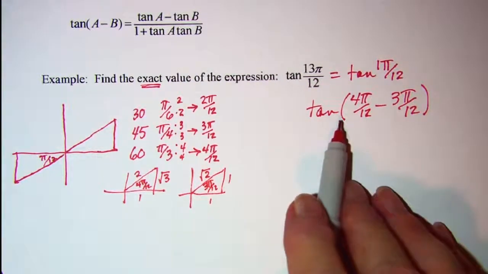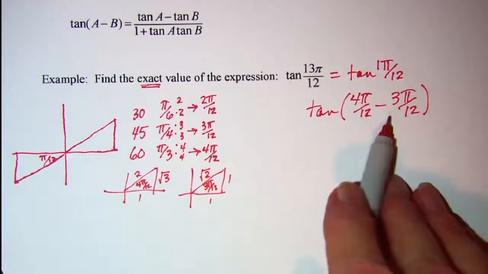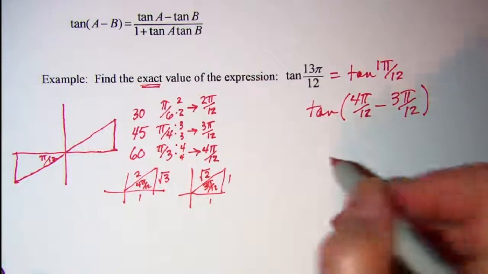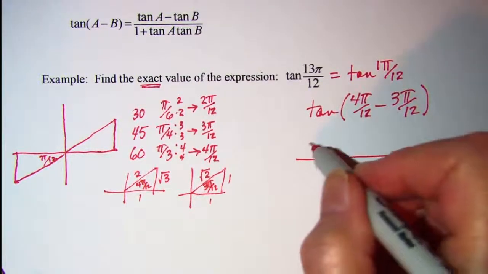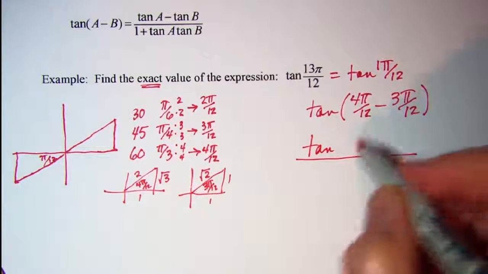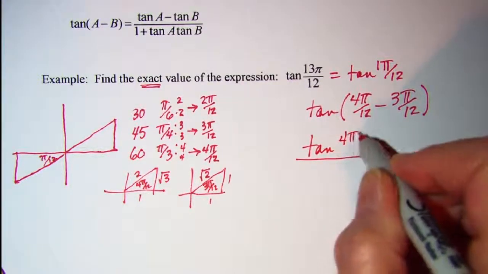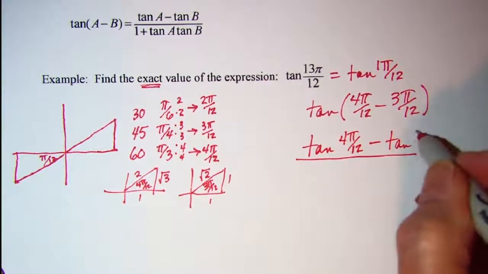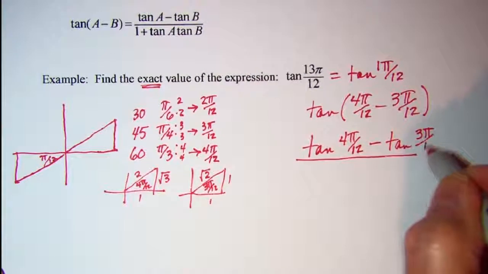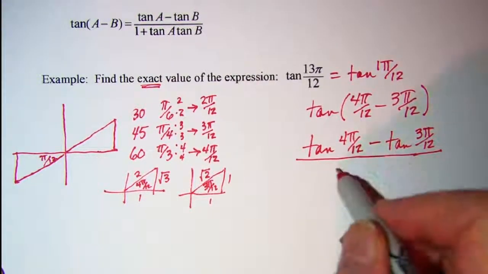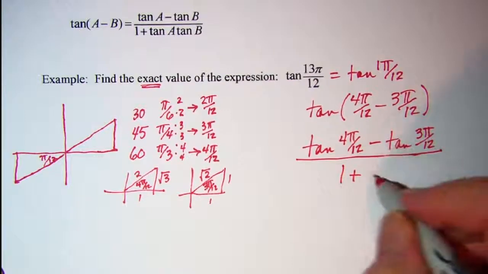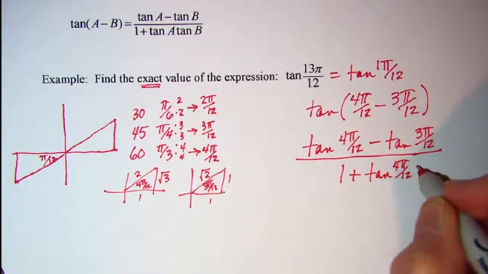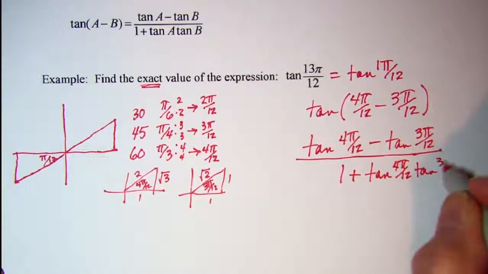Okay, so for the tangent of a difference, that's showing right up here. If you haven't memorized it already, what we want is the tangent of our first angle, which is 4 pi over 12, subtract the tangent of our second angle, which is 3 pi over 12, and then divided by 1 plus the product of those two, tangent 4 pi over 12, tangent 3 pi over 12.